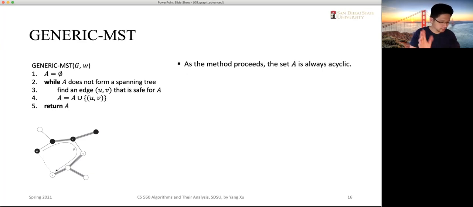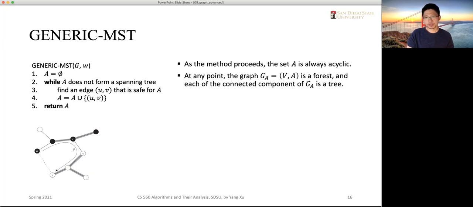So first of all, it is an incremental algorithm that grows the subsets from nothing, right? From the empty set. Okay. And during this process, the subset A is always acyclic. Okay. It will never be cyclic. There will never be cycles in it, because in a minimal spanning tree, there shouldn't be any cycle in it.